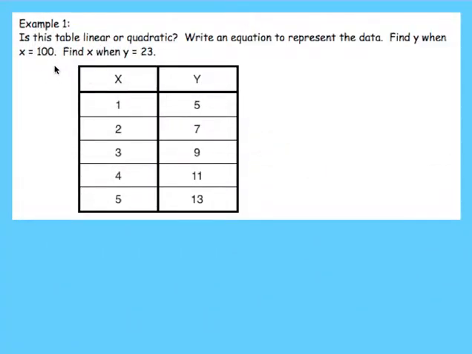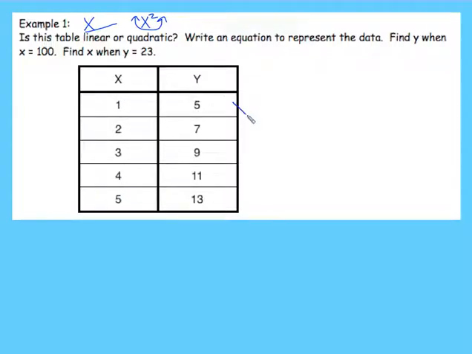All right, this says, is this table linear or quadratic? Linear, if you'll remember, is a line. Quadratic makes a parabola. In a linear equation, you just have an x, but in quadratic, you'll have an x squared. To see if it's linear or quadratic, first we look at the x's. You just have to make sure these change by the same amount. Since it goes up 1 each time, you're good with the x's.